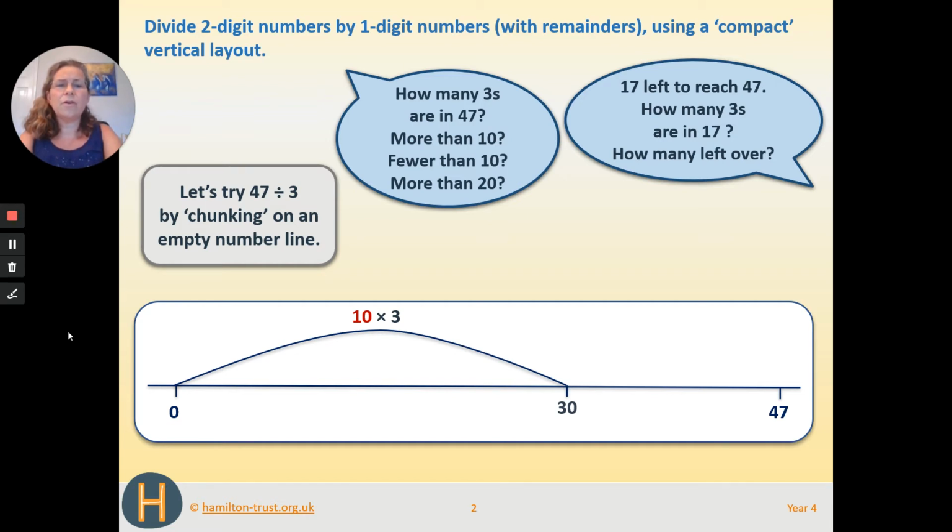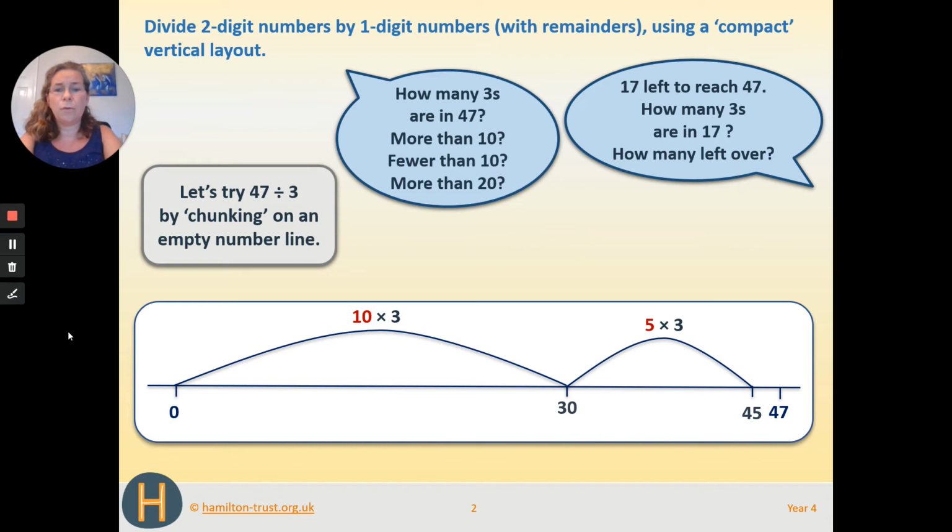We now need to think about our number facts. 3 times something equals, what's the nearest we can get to 17? 3 times 4 is 12. 3 times 5 is 15. 3 times 6 is 18. 18 is too many. 15 is just right. 5 times 3 is 15.